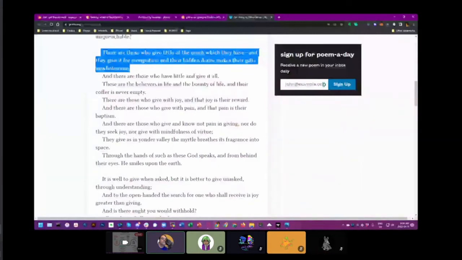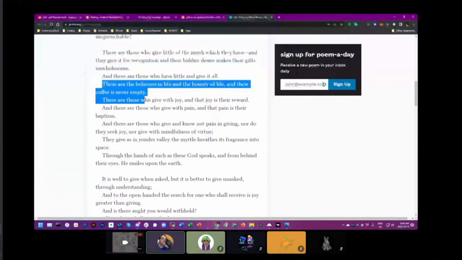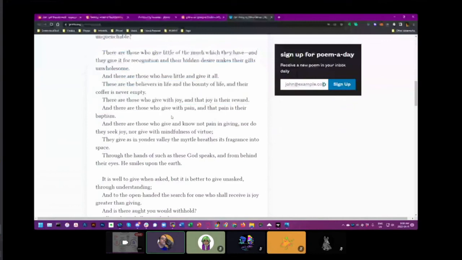There are those who give little of the much which they have, and they give it for recognition, and their hidden desire makes their gifts unwholesome. That's precisely the thing I'm talking about, right? We created a whole reward system. And there are those who have little and give it all. These are the believers in life and the bounty of life. And so what I'm saying is the basis of our reward system should be roughly that of a basic income setup. And then above and beyond that, you have these additional forms of wealth.